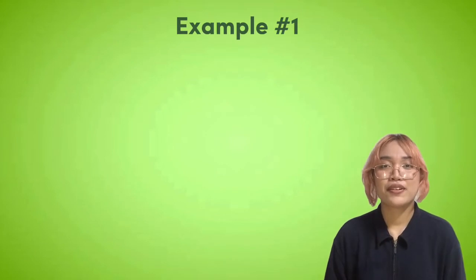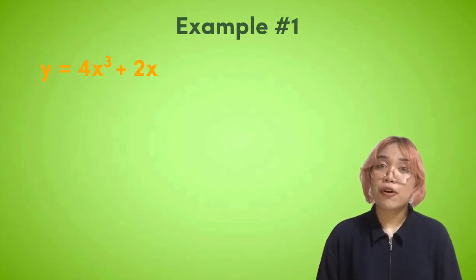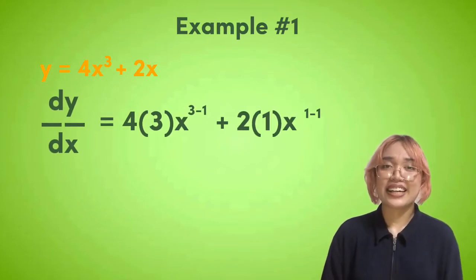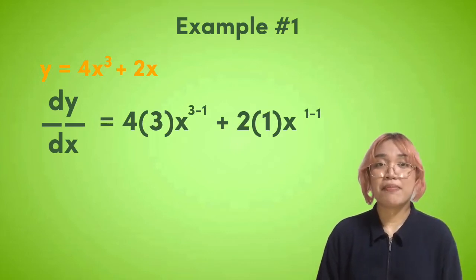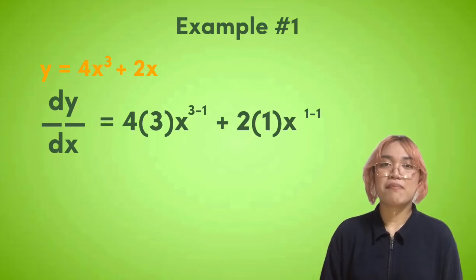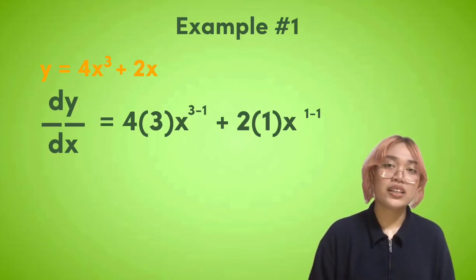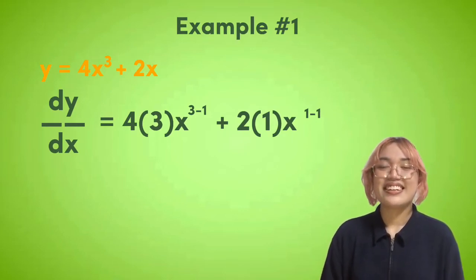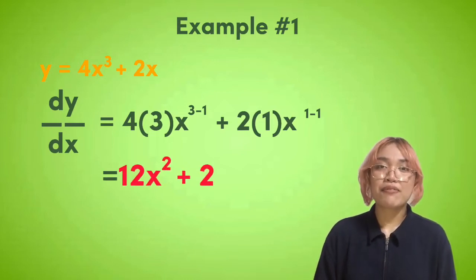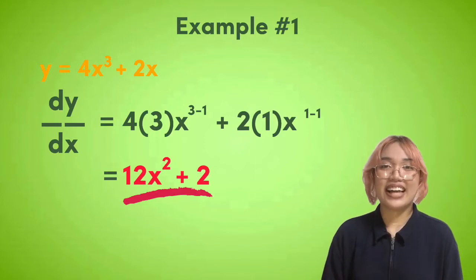For example, 4x cubed plus 2x. Following the formula, dy over dx is equals to 4. Bring down the exponent, which is 3. Multiply by x raised to 3 minus 1 plus 2 multiplied to 1 times x raised to 1 minus 1. Simplifying it, we have 12x squared plus 2. That will be our final answer.